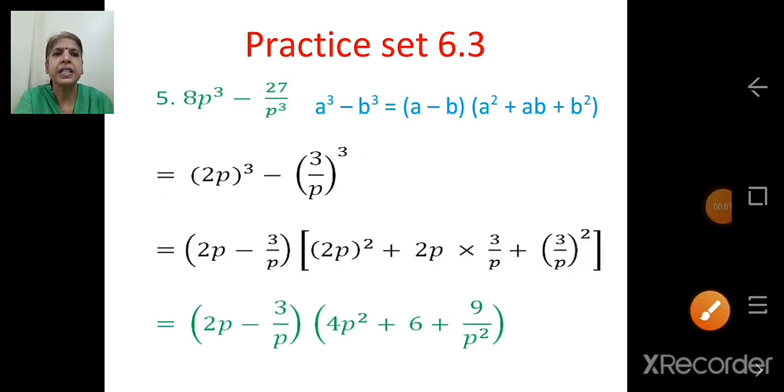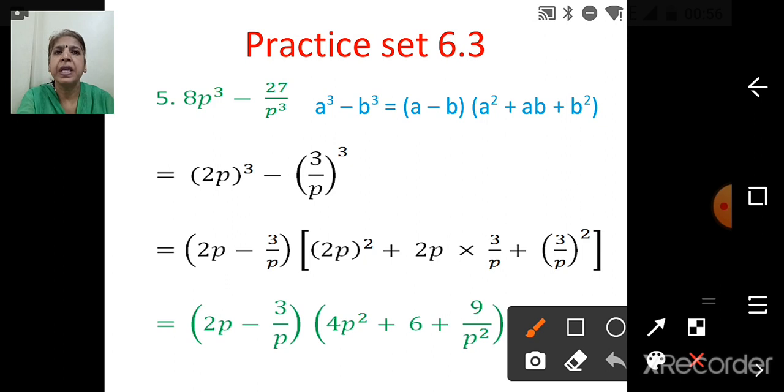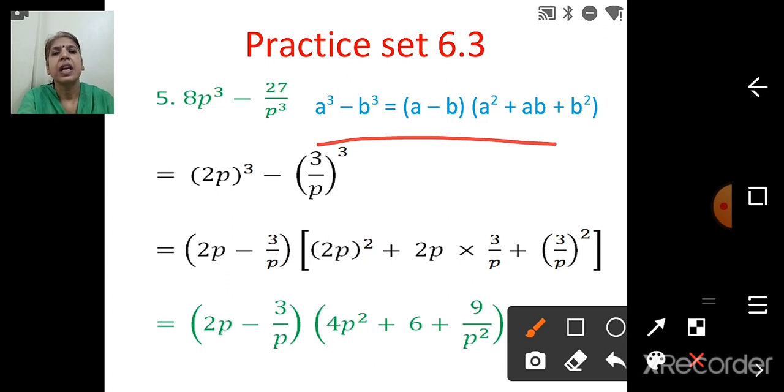Let's start with practice set 6.3. Fifth question, 8p cube minus 27 upon p cube. So 8p cube, now 8 is cube of 2, so it is 2p the whole cube, minus 27 upon p cube. 27 is cube of 3, so 3 upon p the whole cube. Which formula is used? a cube minus b cube. So write the formula. a cube minus b cube is equal to a minus b, the whole bracket multiply with a square plus ab plus b square.